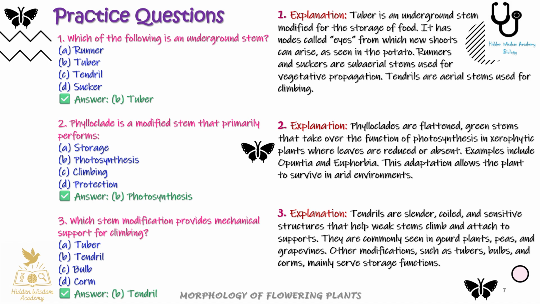Explanation. A tuber is an underground stem modified to store food, and it has nodes called eyes that can develop into new shoots. Runners and suckers are subaerial stems that help in vegetative propagation, while tendrils are aerial stems that assist climbing plants. So, option B is the correct answer, that is, tuber is an underground stem.